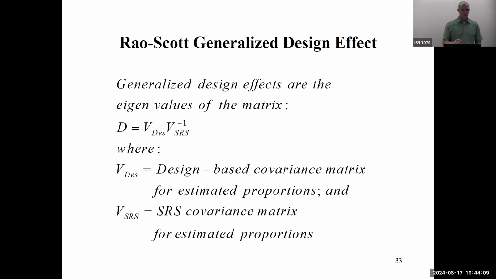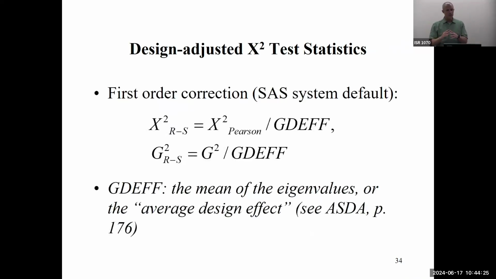What Rao and Scott showed is that using the average of the eigenvalues from this particular D matrix gives you a better design effect rescaling. It gives you that more powerful test statistic. That was their chief contribution. Okay. So taking the mean of those eigenvalues, or what you can think of as being a better version of the average design effect, you take that standard Pearson chi-square based on the weighted estimates of the proportions, and you divide it by that generalized design effect based on this design effect matrix.